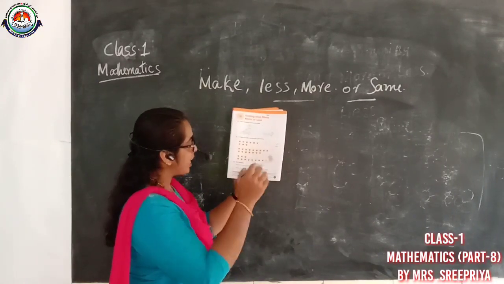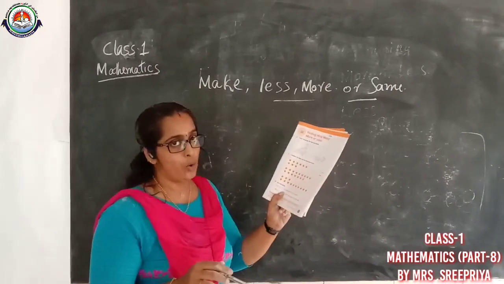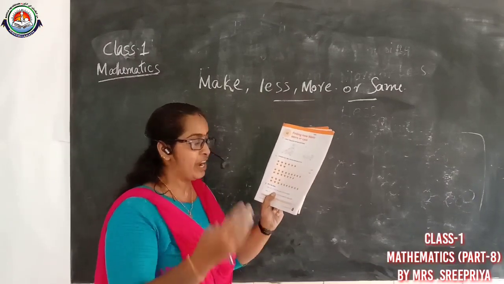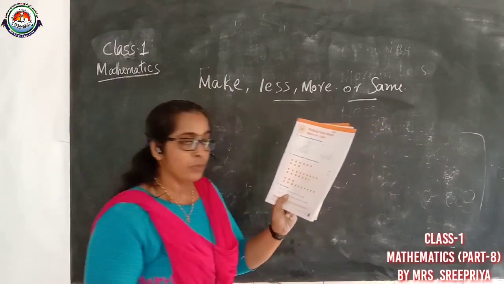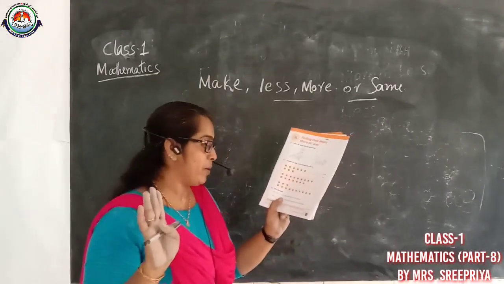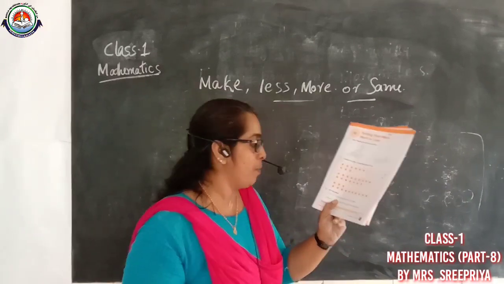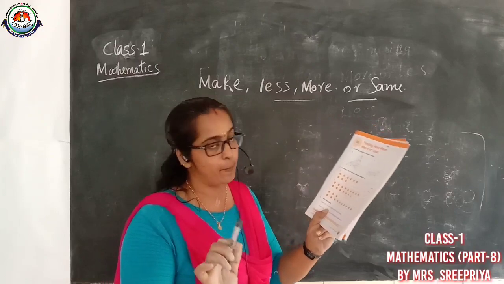There are 10 more white puppies than brown puppies. There are dash fewer brown puppies than white puppies. How many more white puppies are there? 10 white puppies are there. How many more? 10 white puppies than brown puppies. So which is more here? White puppies.